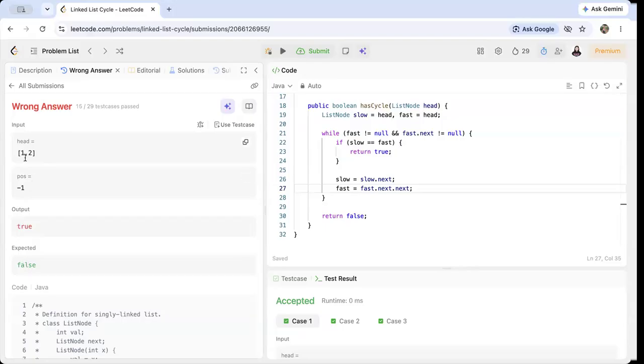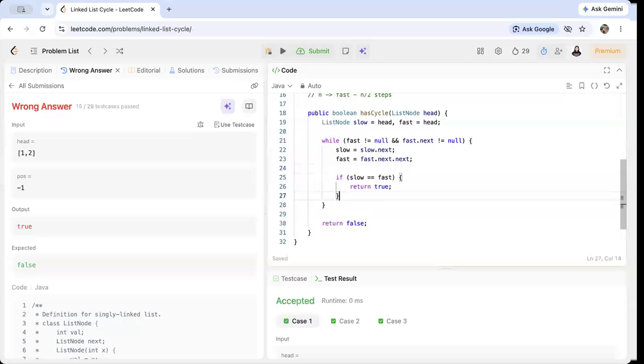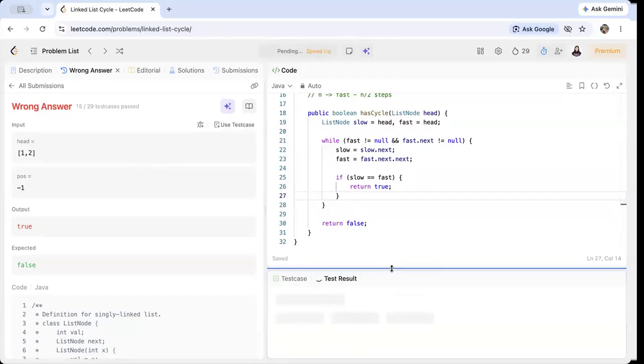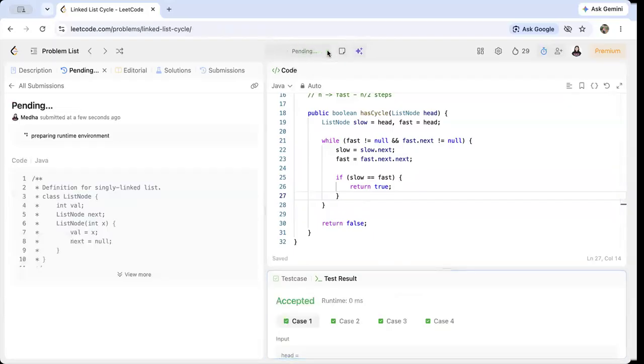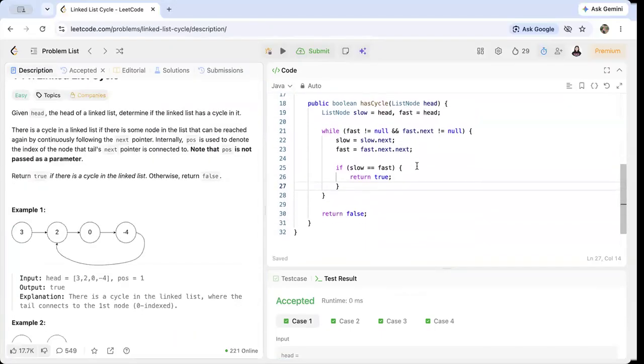If we have two nodes, then our answer is coming out to be true, but it has to be false. In the beginning, we will always have slow and fast equal, because we make them point to the same node. That is why it is returning true. We have to move the pointers first and then check if slow is equal to fast.